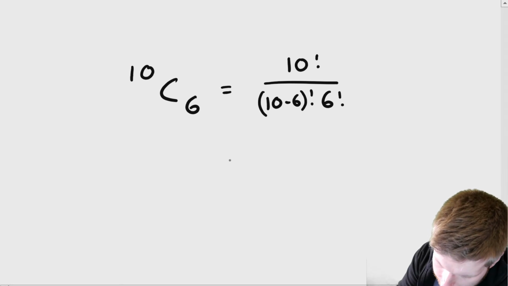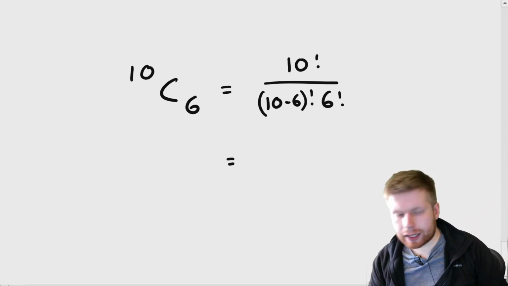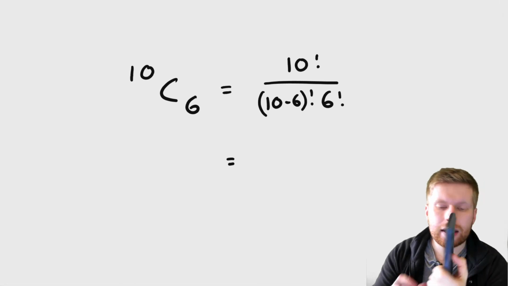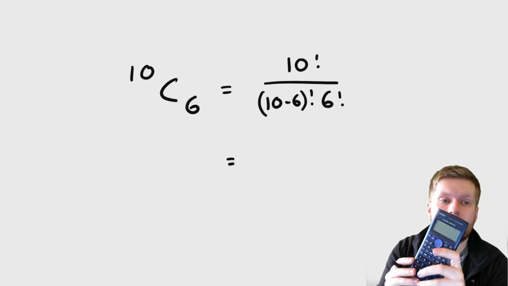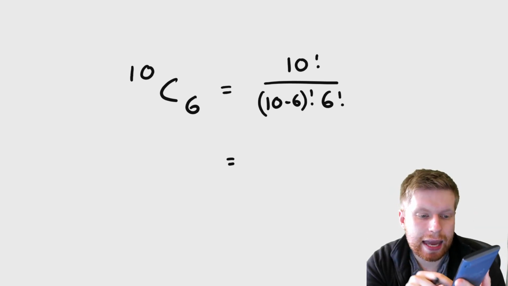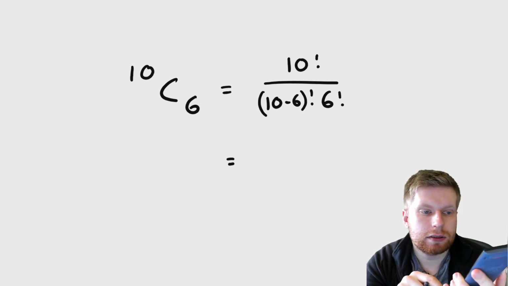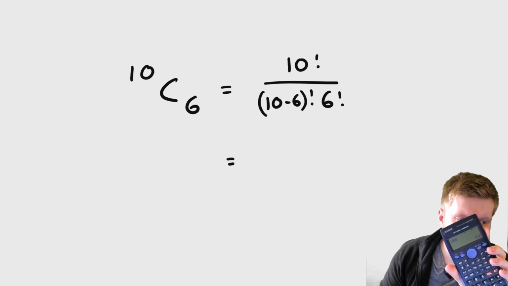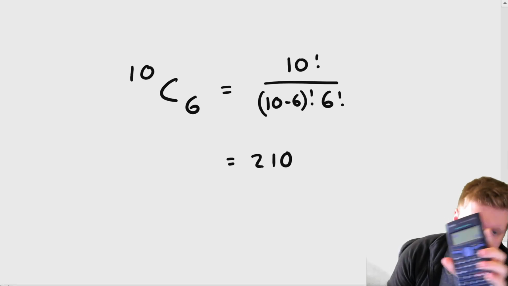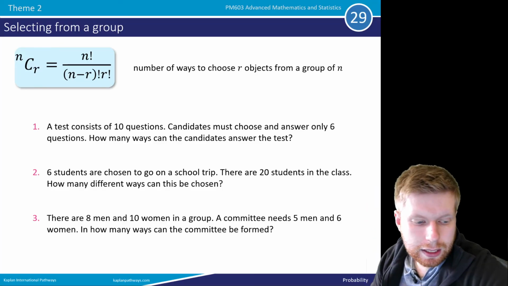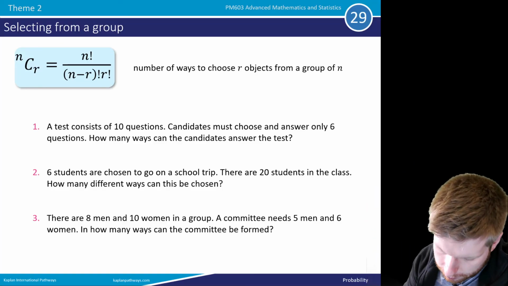Now, you could type this in a calculator, and just next to where you find the P on your calculator, there will be a C. In this case, it's just above the divide on my calculator. So I'm going to go 10, then C, then 6. So 10C6 is going to give me 210. So there are 210 different ways of answering this test. Let's have a look at the next one.